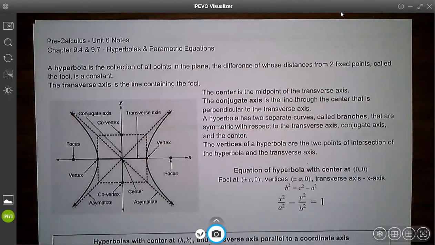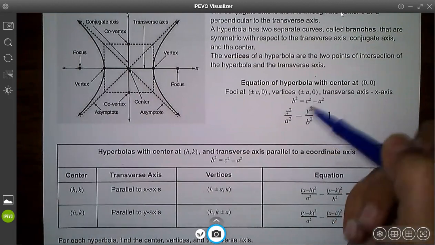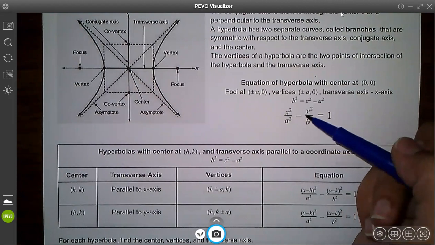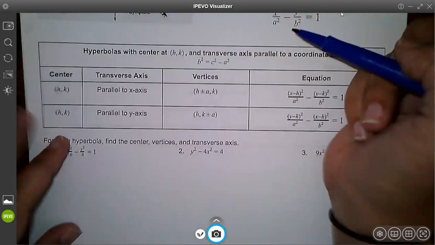Chapter 9.4, 9.7, hyperbolas and parametric equations. So hyperbolas are very much like ellipse equations, except one of them is negative. Either x or y is going to be negative. With ellipse equations, literally the only difference is that there's a positive here. It follows the same sort of rules.